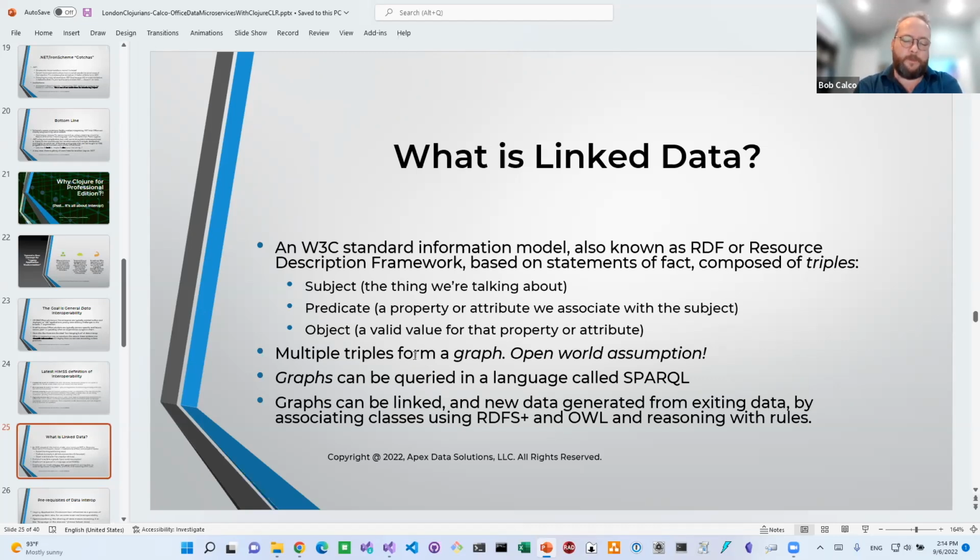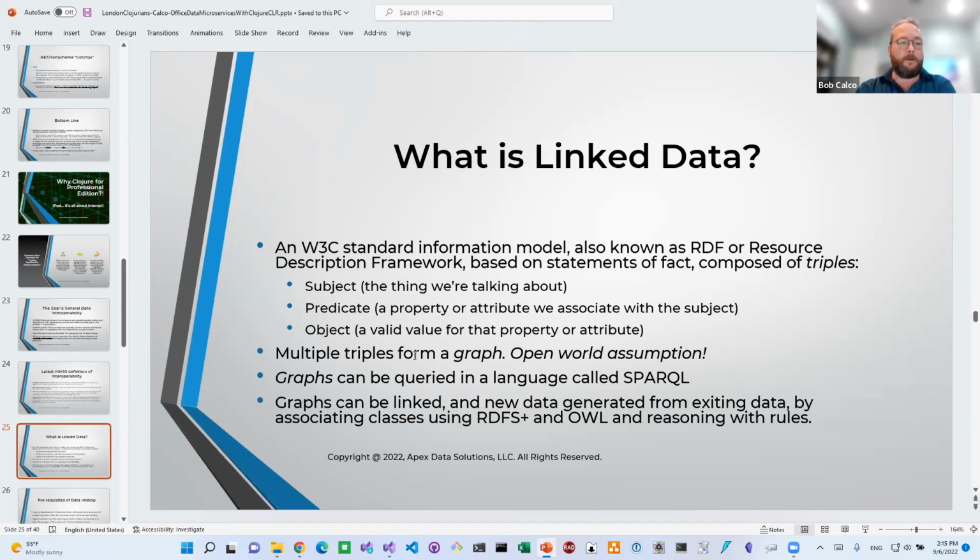The predicate is like some property or attribute associated with the subject, and the object is a valid value for that property. You'll see a parallel here to Datomic's concepts, which I believe were modeled pretty clearly after some of the concepts from RDF. Multiple triples form a graph. And again, just because data isn't in this graph doesn't mean it doesn't exist, which is a different assumption than most systems of record or formal databases have.